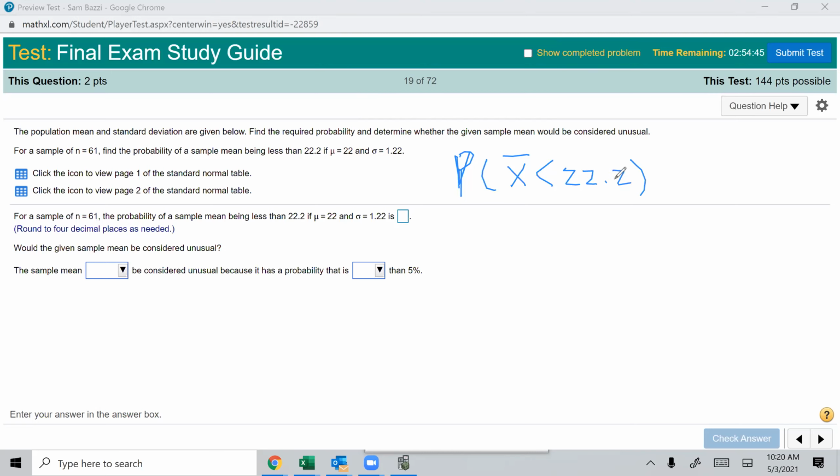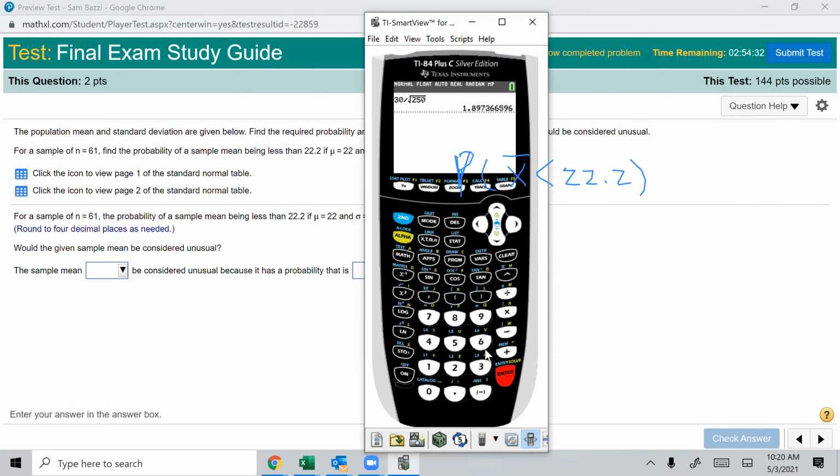Okay. We have mu is 22, sigma is 1.22, and we're gonna go to normal CDF. So I'm gonna go to the calculator, guys, watch. But just pay attention how we're gonna do this. Clear, I'm gonna go to second and distribute, normal CDF. Less than 22.2, so lower bound is -1 million, just like before. Upper is 22.2. The mean is the same as the mean, which is 22.